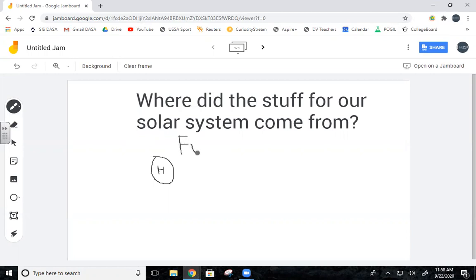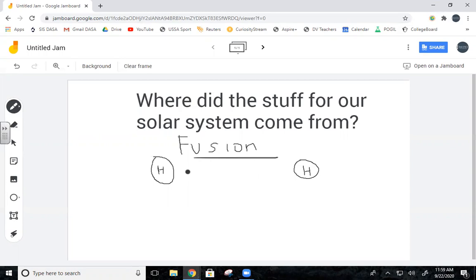Fusion. Does anyone know what fusion is? Fusion is when two things become one thing. And this is specifically nuclear fusion. Is anyone in the astronomy class with me in this? Daniel is, yeah. So fusion is when two things become one.